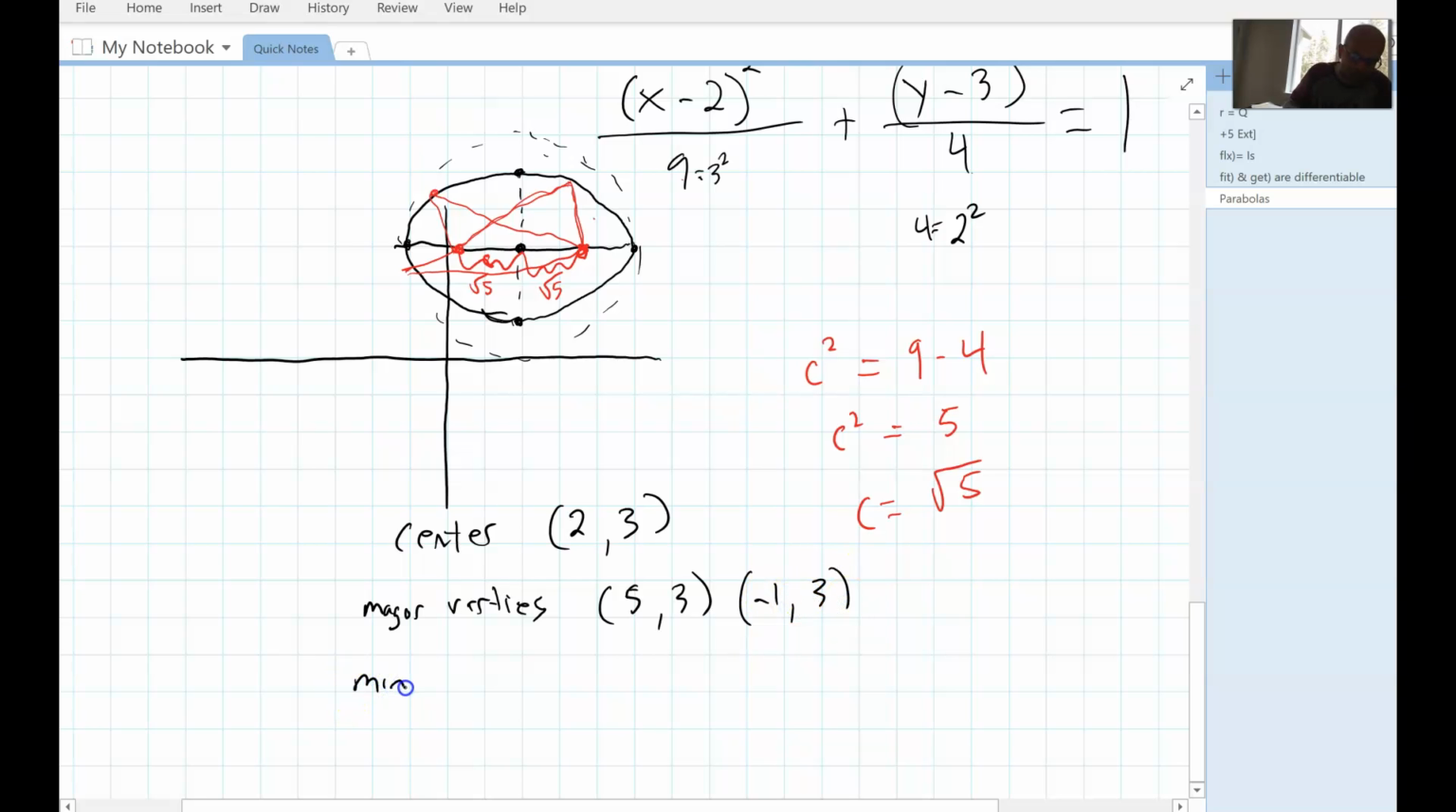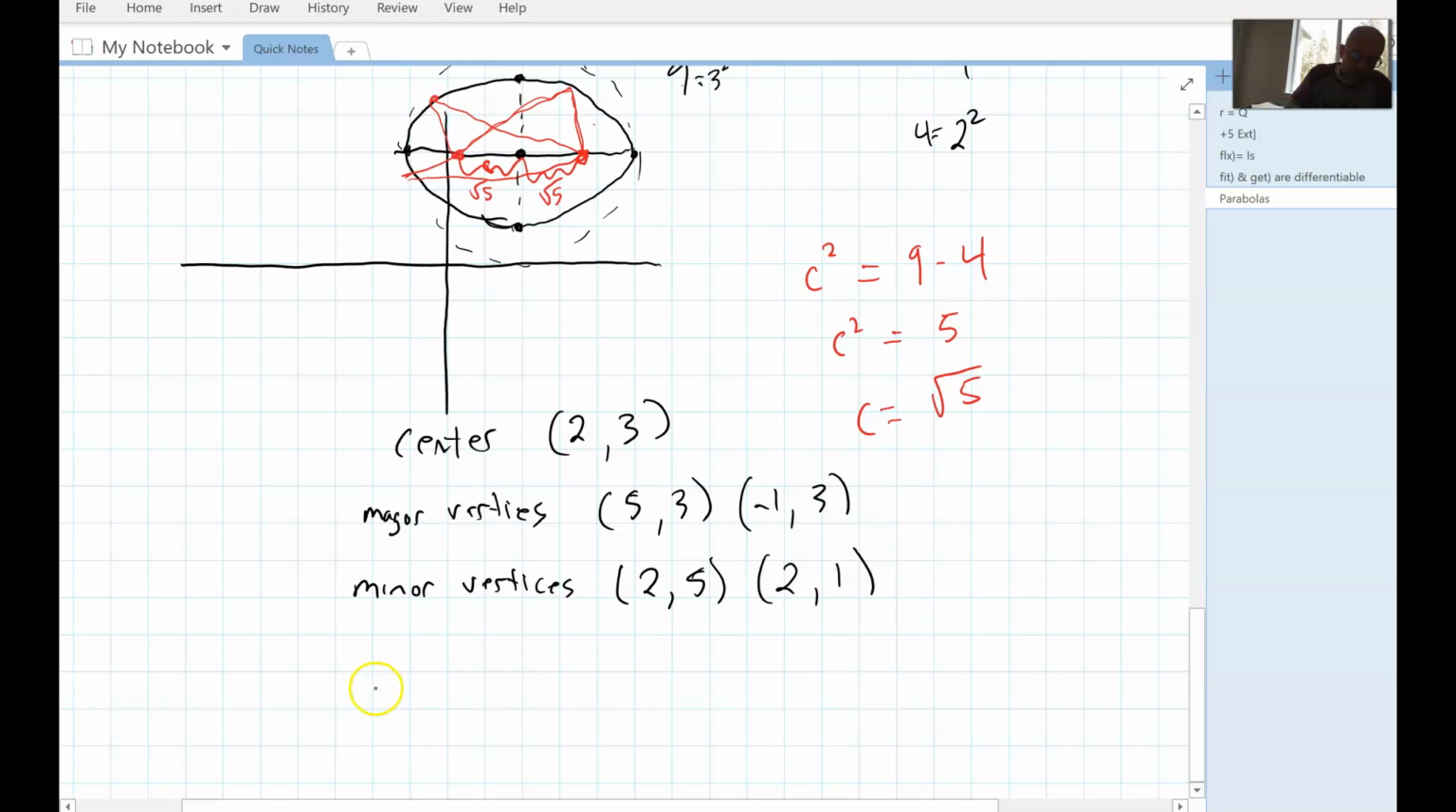How about the minor vertices? The minor vertices would be at (2, 5) and (2, 1). And what about the focus points?